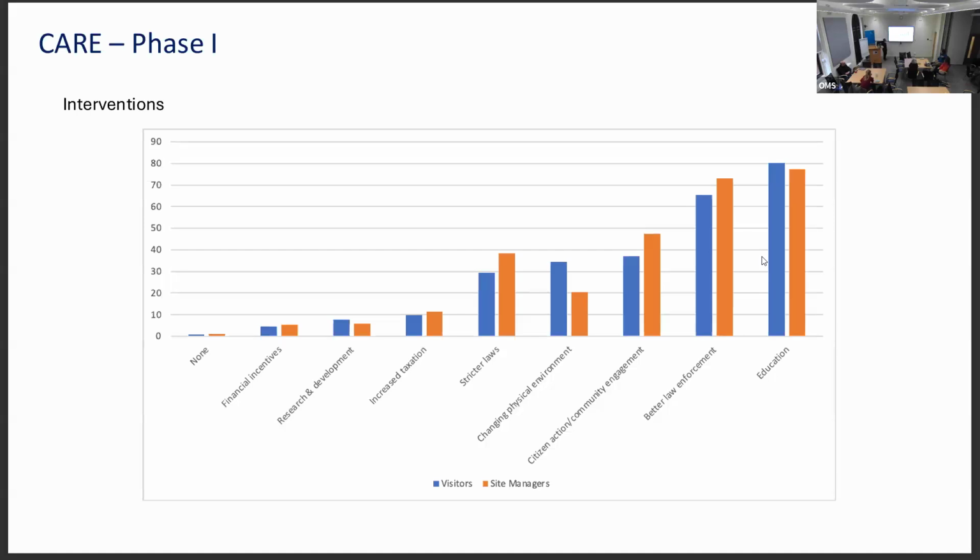And then we asked both groups about interventions. And again, it's quite heartening to see that better law enforcement and education were the two that came up. And education came up tops. So I think that's really, really great for both.